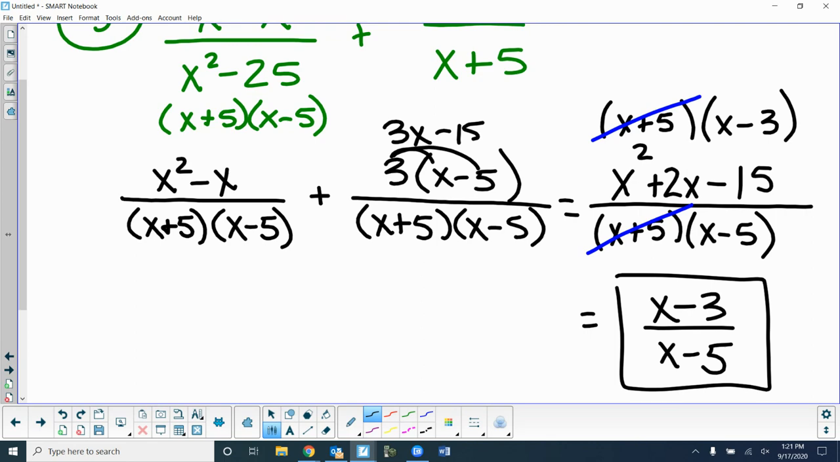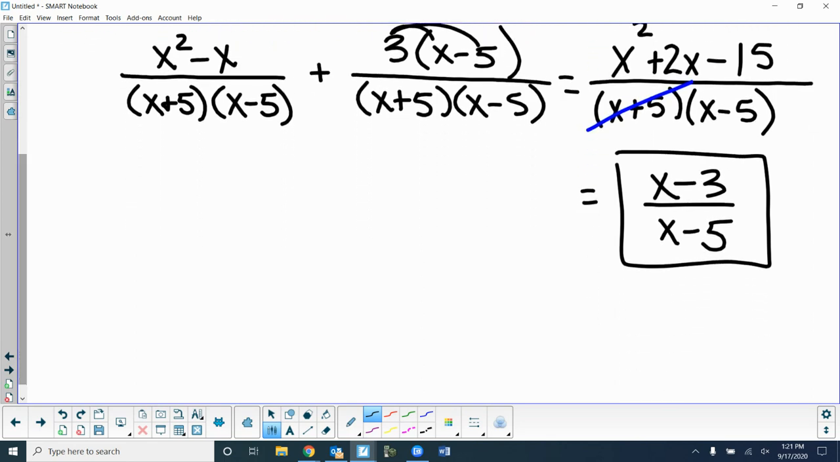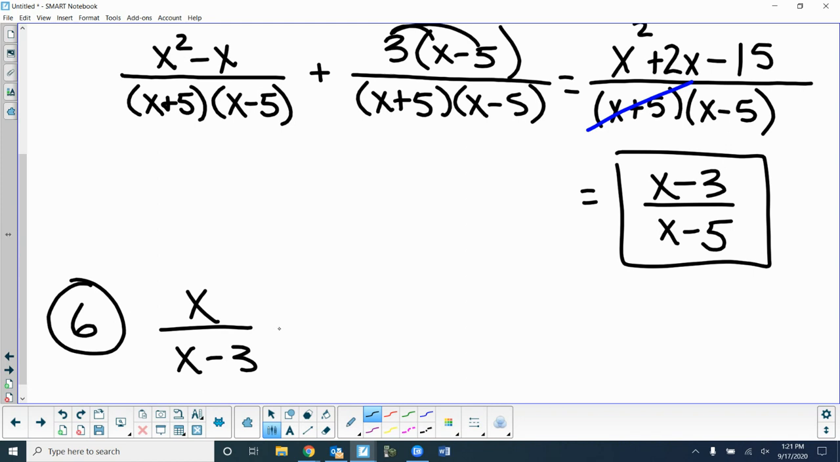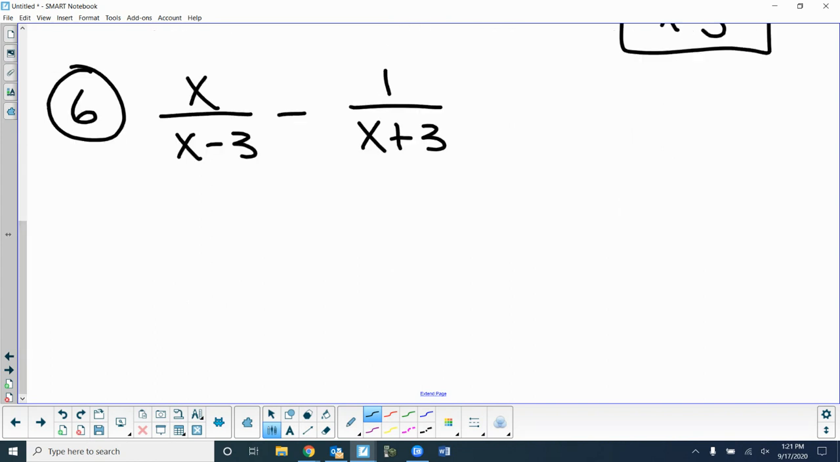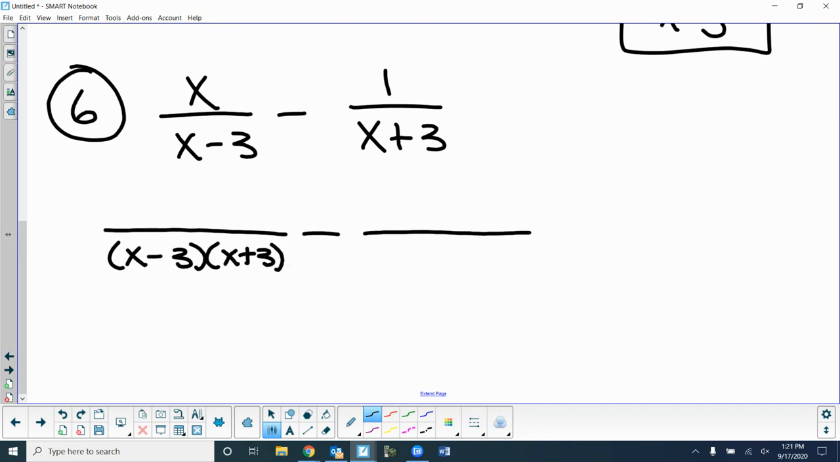All right, number 6 is just like the one we already did today, just different numbers. So we got x over x minus 3 and minus 1 over x plus 3. And we can't factor either one, so we just write them both down for our common denominator. They showed up, we write them down.